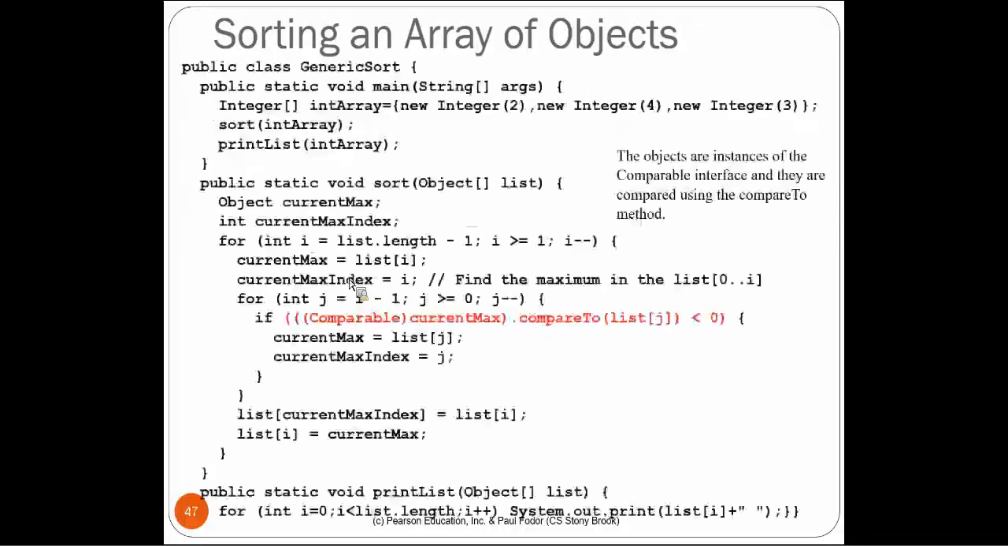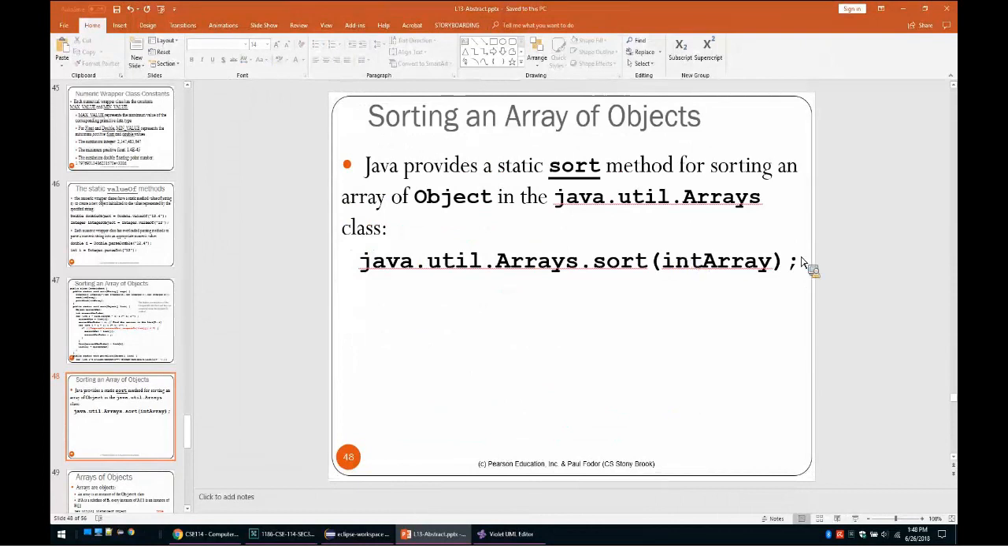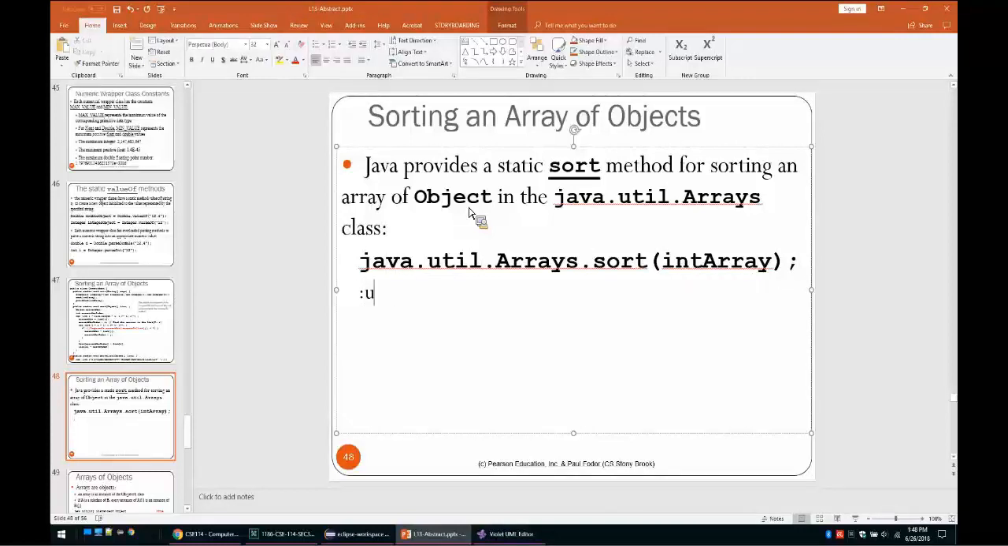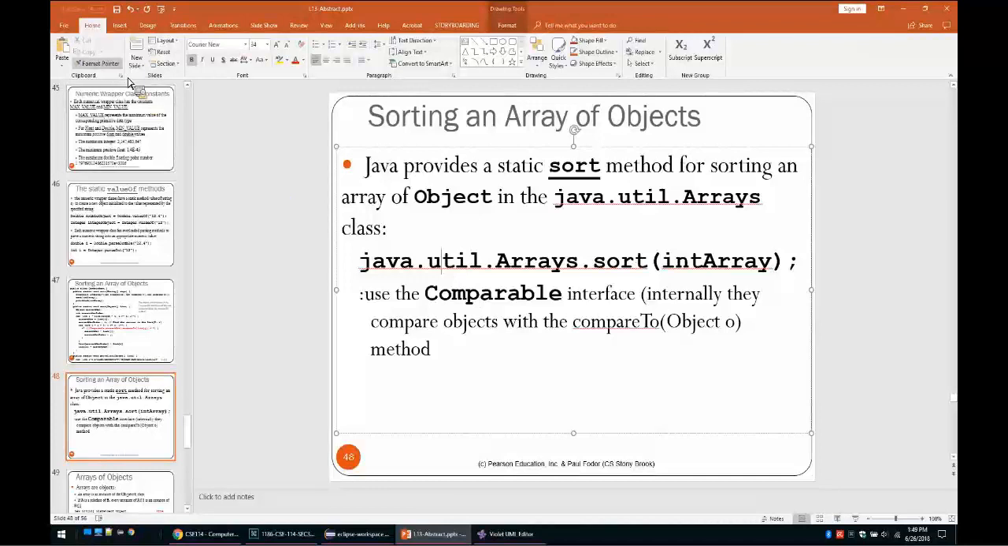If we want to sort an array of objects, we can implement our own sort method, which uses the Comparable interface, basically the compareTo method, or we can use java.util.Arrays.sort, which also uses the Comparable interface. We should make a note here that all of these methods, binary search and in this case the selection sort method, use the Comparable interface. So internally they compare objects with the compareTo method, and this compareTo method takes another object as a parameter. And let's save it. I will update the lecture notes after the class today.